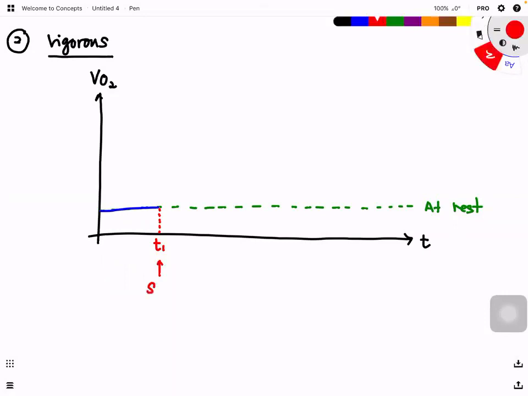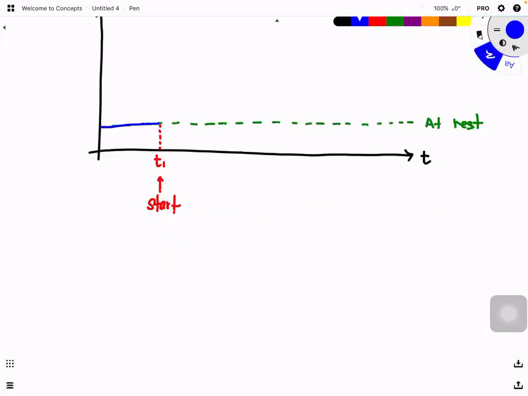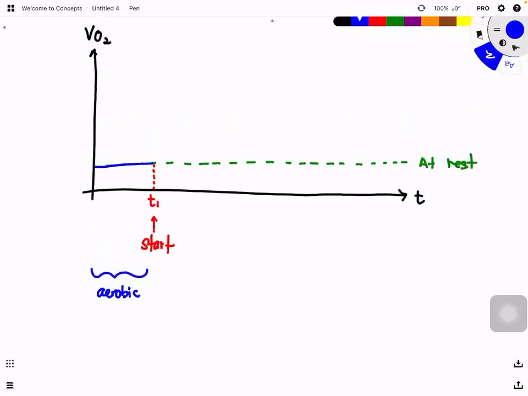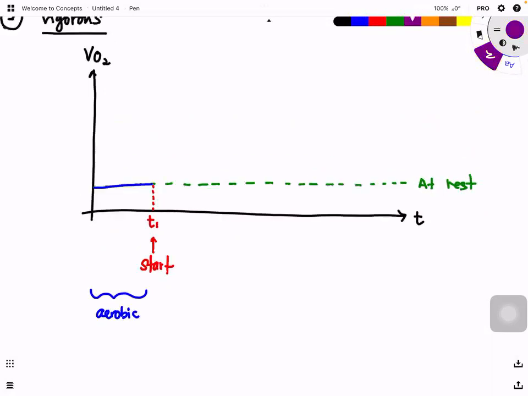So this is the start of activity. It means that before T1, you carry out aerobic respiration. You can meet the demand. The blue color line matches with the green color line. Now, when you start this exercise activity, definitely you have the demand.